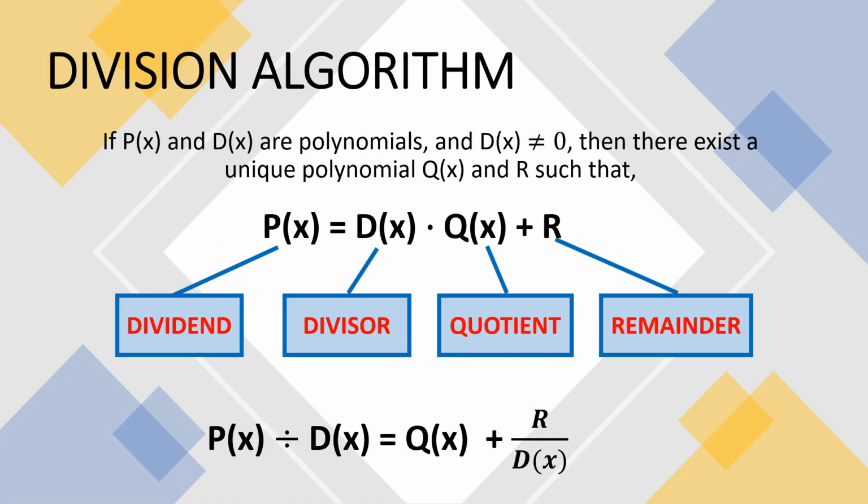In the polynomial division algorithm, if p of x and d of x are polynomials and d of x is not equal to 0, then there exists a unique polynomial q of x and r such that p of x is equal to d of x times q of x plus r, where p of x is your dividend, d of x is your divisor, q of x is the quotient, and r is the remainder. Or we can simply express this as: when you divide p of x by the polynomial d of x, you will have an answer which is q of x plus remainder over d of x.